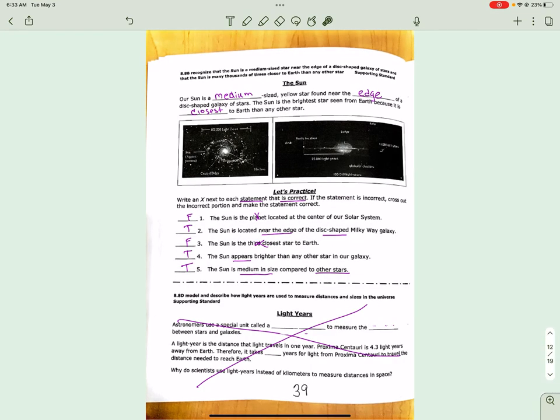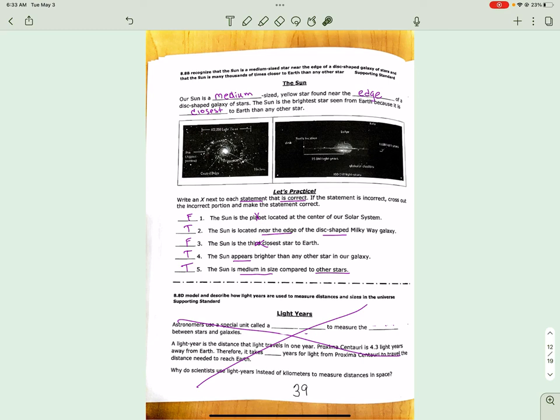Now, for this section, it says the sun. Our sun is a medium-sized yellow star, so it's yellow, not orange, found near the edge of a disc-shaped galaxy of stars. The sun is the brightest star seen from Earth because it is closer to Earth than any other stars. So this information could have helped us a little while ago with the other questions.